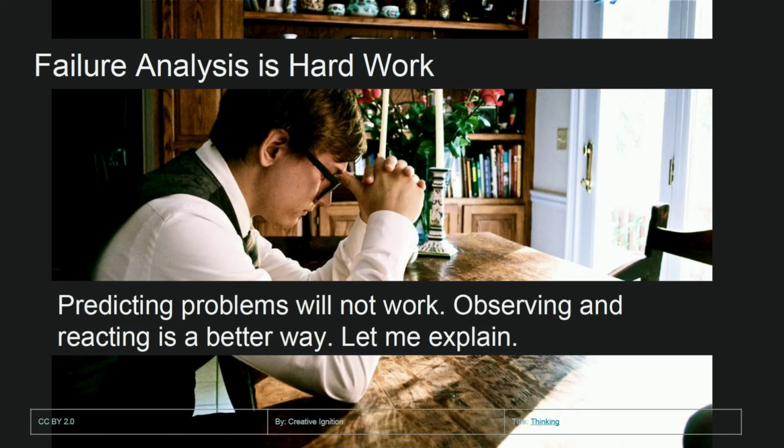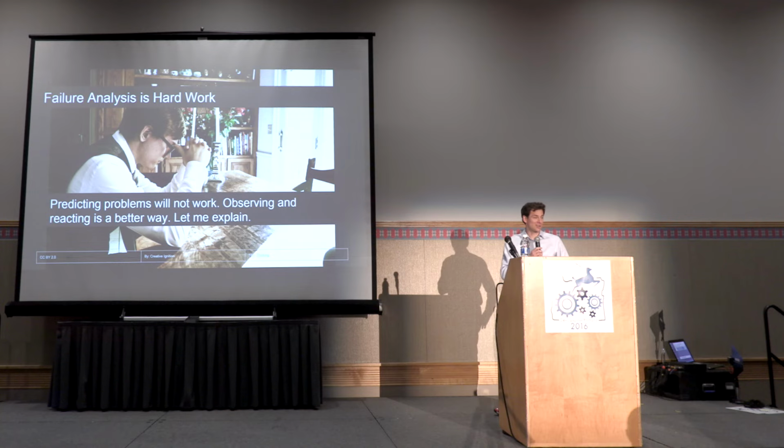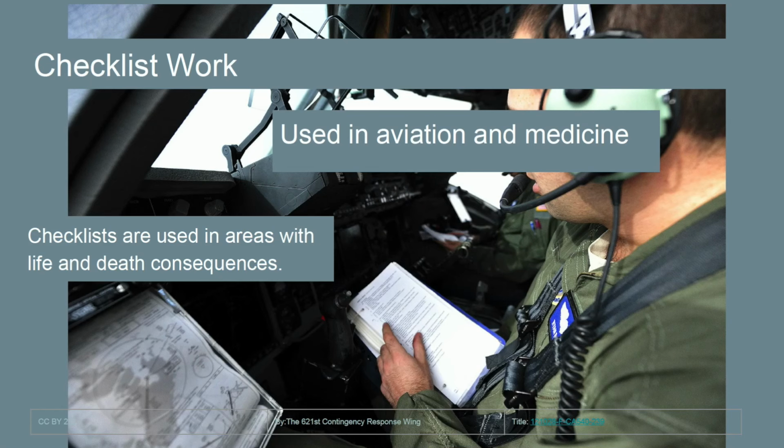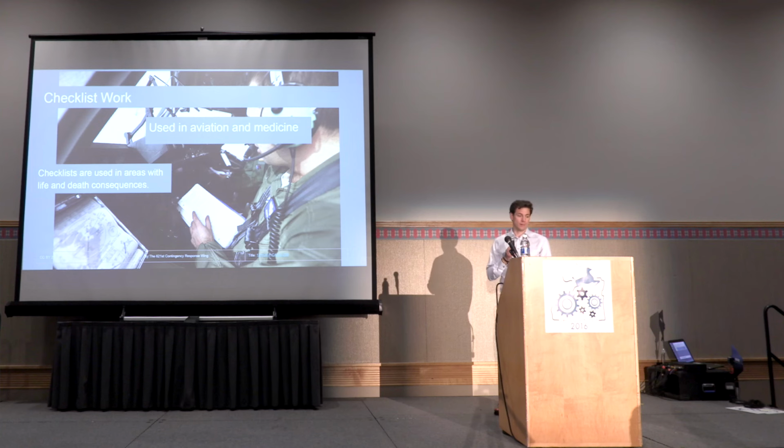So it turns out that failure mode analysis is hard work. It's hard to see the whole playing field. It's hard to see everything that can go wrong if you're not an expert. So observing and reacting to problems, or observing and reacting to issues, is a better way. So checklists, they work. They use them in aviation and in medicine. They're used in areas that have life and death consequences. So maybe we can use them in more places.